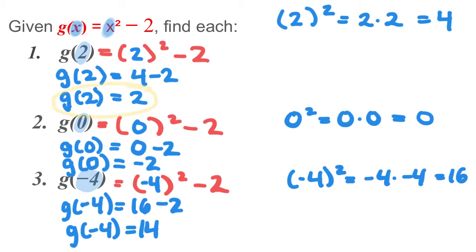So we know that g of 2 is 2, g of 0 is negative 2, and g of negative 4 is 14. And we can see that even though the function is g of x instead of f of x, it's still going through the same process.